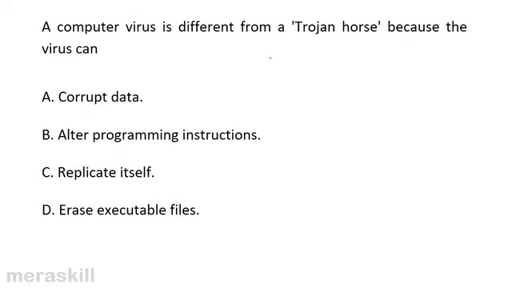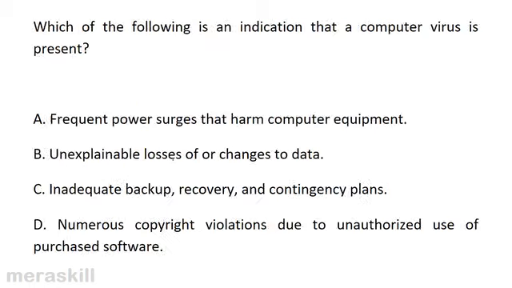A computer virus is different from a Trojan horse because the virus can: A. Corrupt data, B. Alter programming instructions, C. Replicate itself, and D. Erase executable files. It's different because the virus will corrupt the data, and will alter the instructions, but a Trojan horse does not replicate itself. So that's the difference. A Trojan horse does not replicate.